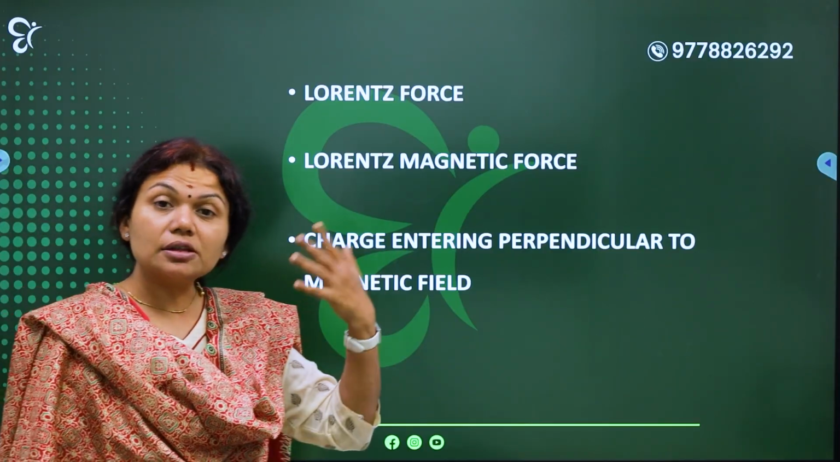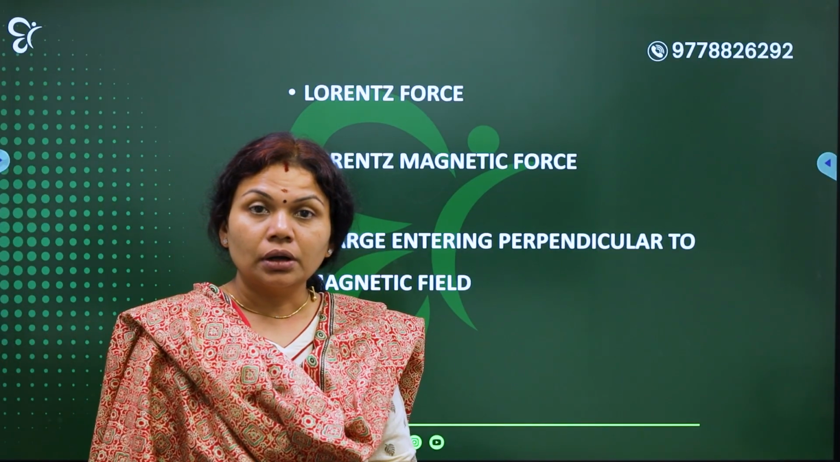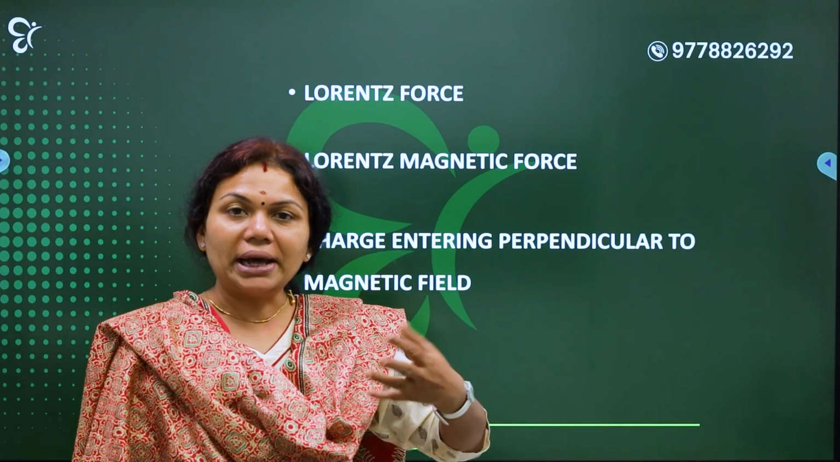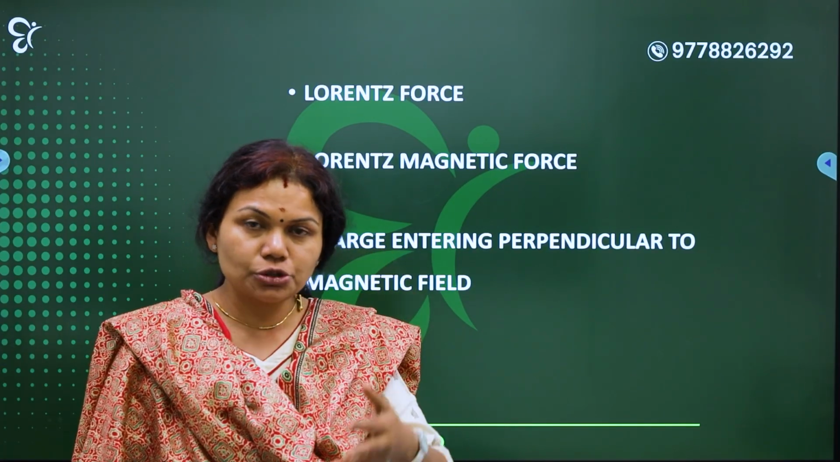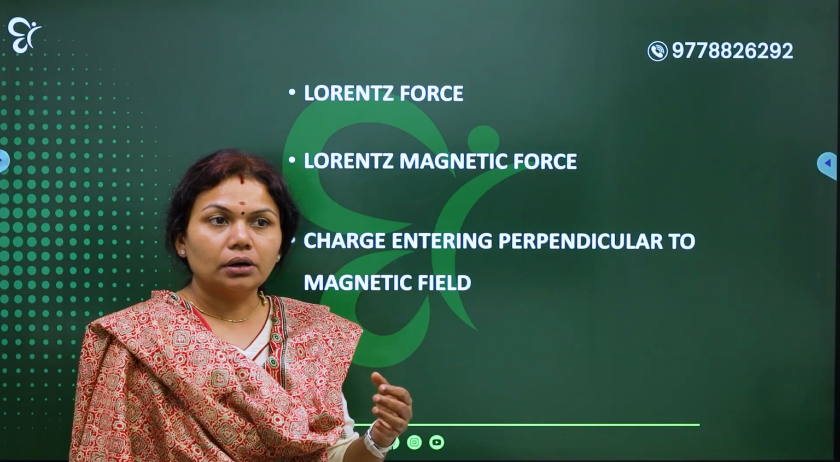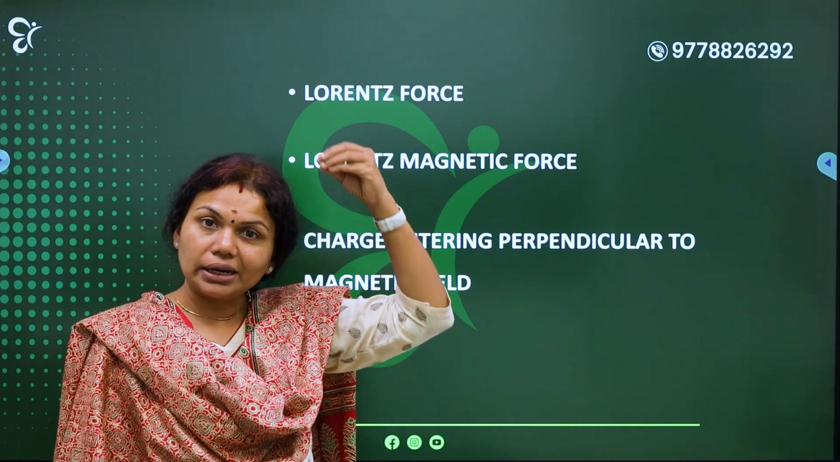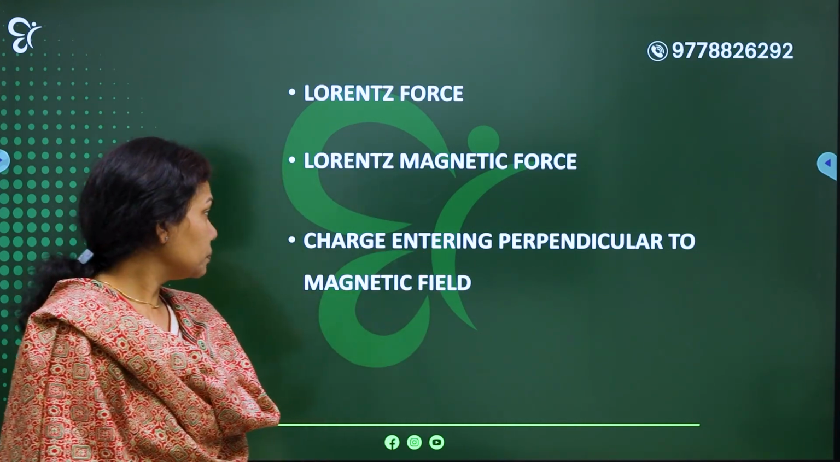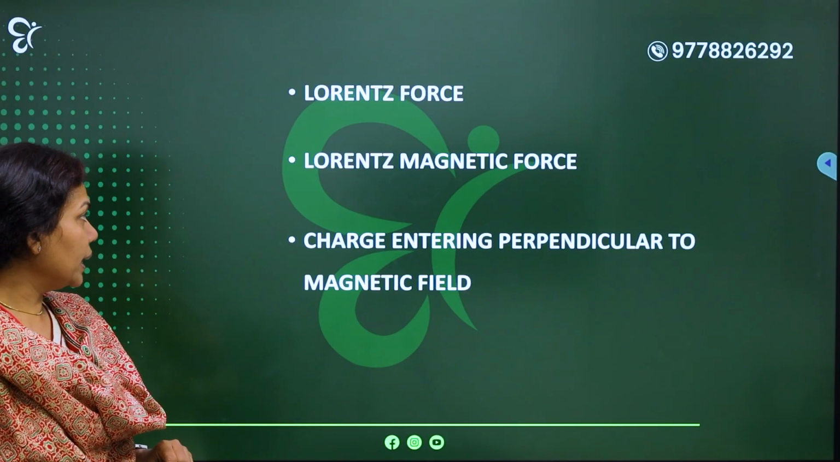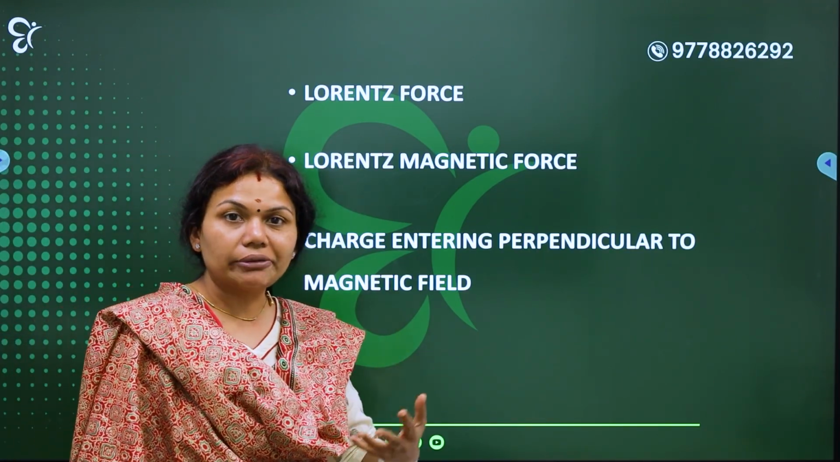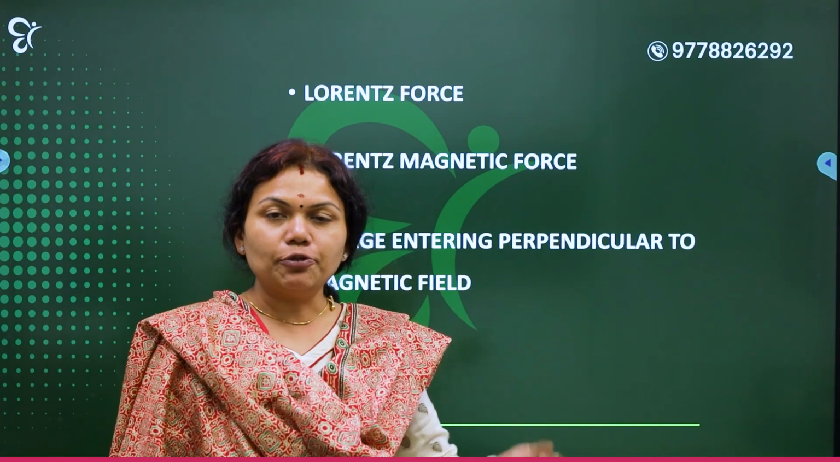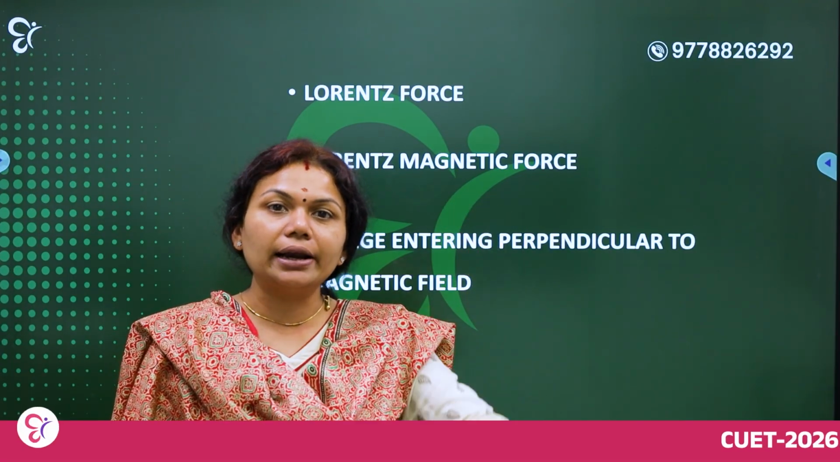And also, when is the force maximum? What happens if a particle enters perpendicular to the magnetic field? What happens if the particle is moving parallel to the magnetic field? And what happens if the particle is entering at an angle theta? So all these areas you have to cover. That is, charge entering perpendicular to the magnetic field. When a charged particle enters perpendicular to the magnetic field, it experiences maximum force. And force becomes minimum when it enters parallel.